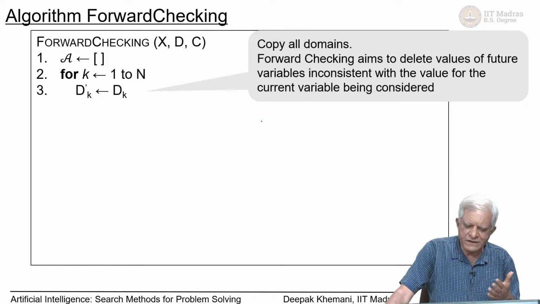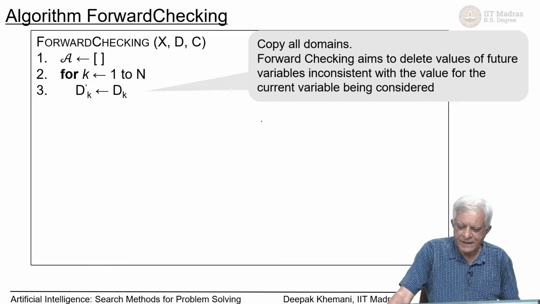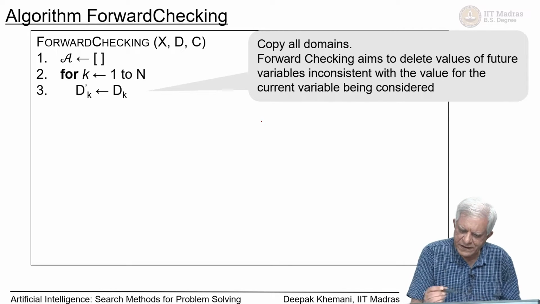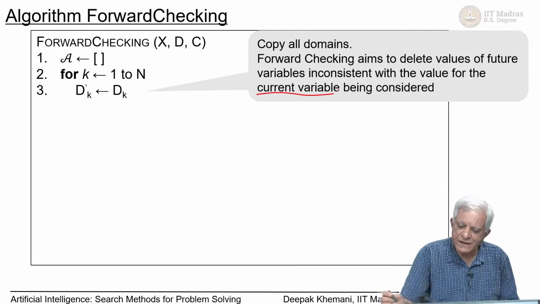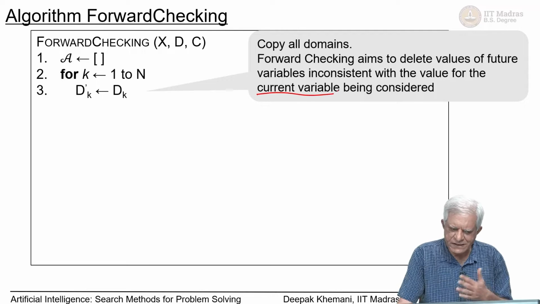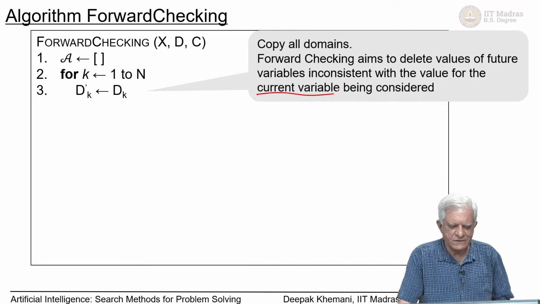But anyway, here we have one copy, and the reason for that is that forward checking aims to delete values of future variables which are inconsistent with the value of the current variable being considered. We will see this. If you are going to delete values of future variables while trying to find a value for the current variable, and you backtrack from the current variable, then anything that you had deleted earlier must be undone. That is why it makes all the copies to start with.